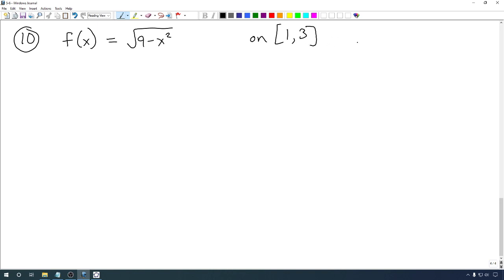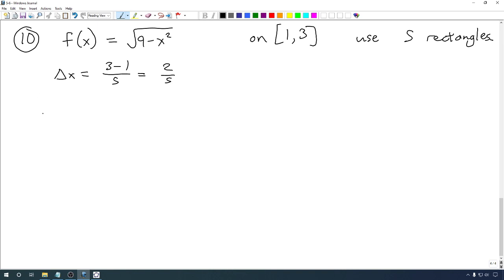And they want us to use 5 rectangles. That's specified in the instructions here. Let's say with n equals 5. So first of all, delta x is going to be the difference here, 3 minus 1 over our n of 5. So we have 2 over 5. That's the width of our rectangles, 2/5.